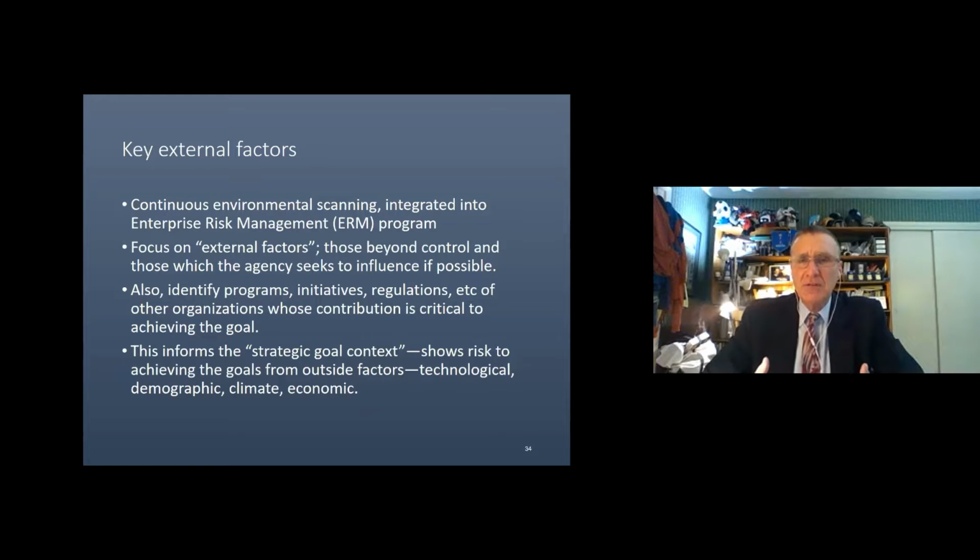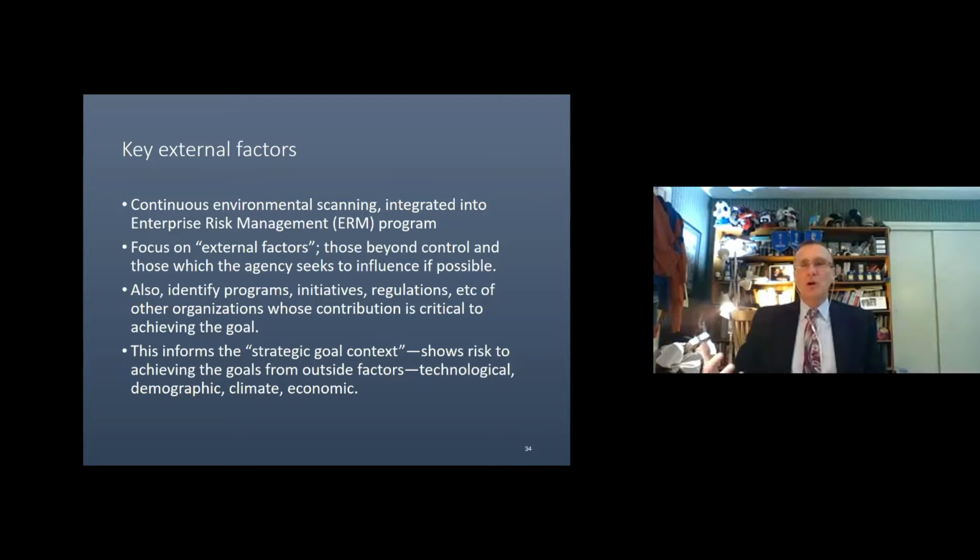And so they focus on those factors that are beyond their control, but which the agency seeks to influence if at all possible. And so that's why those partnerships are so important that I mentioned in the last slide. It seeks to identify the initiatives, regulations, and others of other organizations. And when I said other organizations, I didn't mean agencies, because many times it's civil society organizations, the private sector.